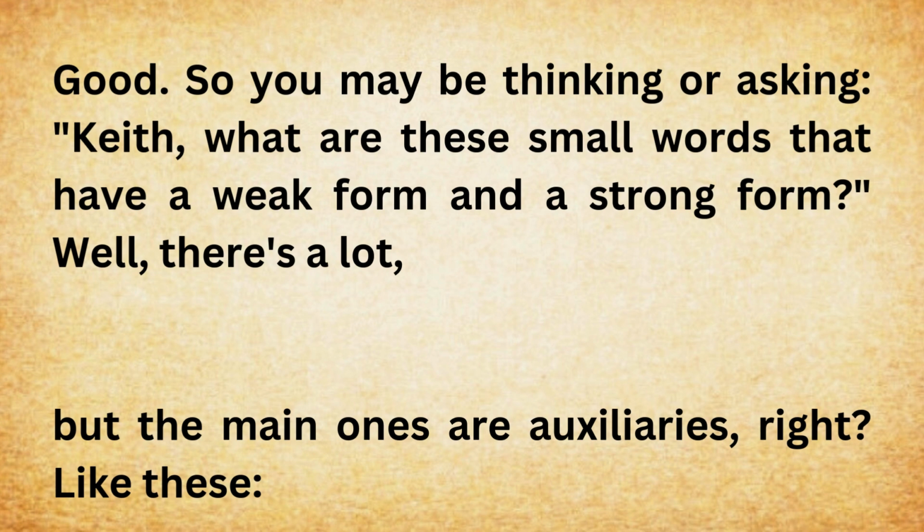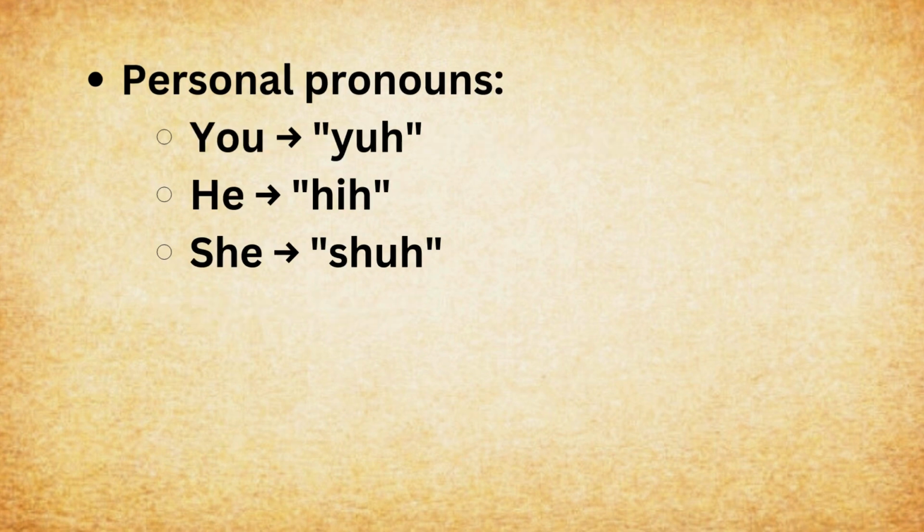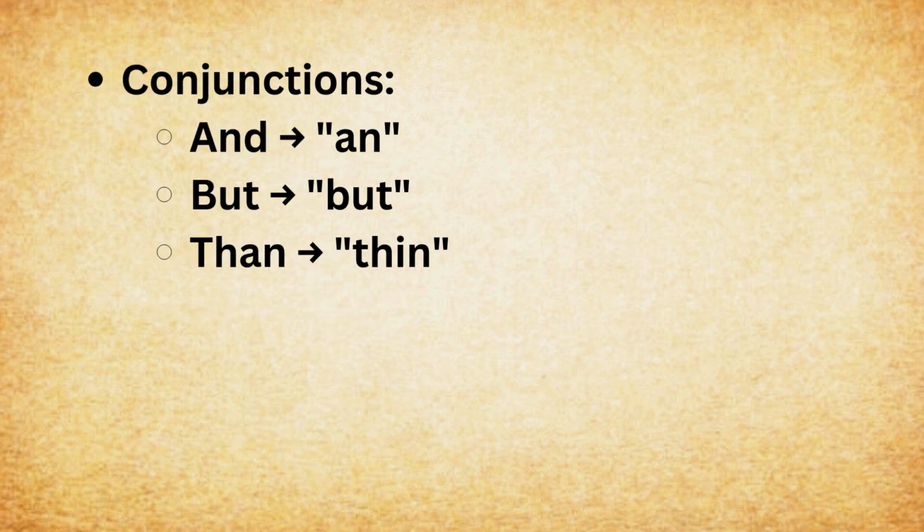So you may be thinking or asking, Keith, what are these small words that have a weak form and a strong form? Well, there's a lot, but the main ones are auxiliaries, like be, do, have, can. Personal pronouns: you, he, she. Prepositions: to, at, of, for. Conjunctions: and, but, than.